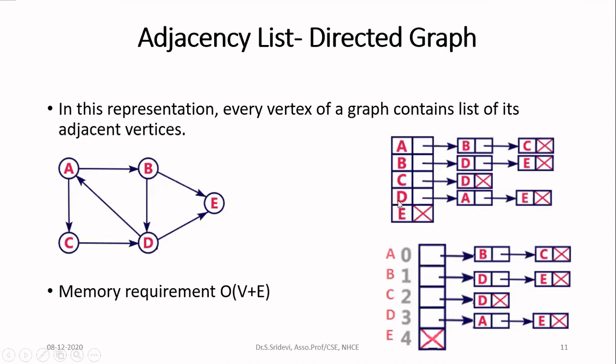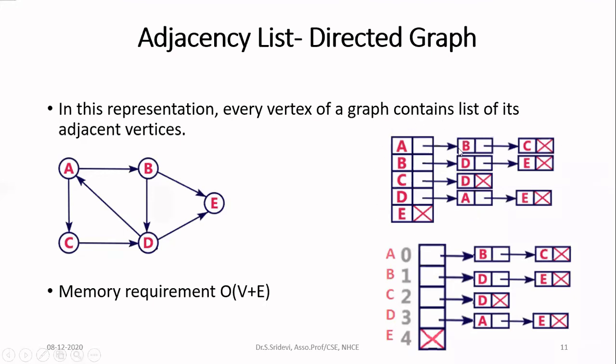If you have 10 vertices, you will have 10 entries. So the first one, memory requirement, depends upon how many vertices you have. And the next one is, you can see here, I have some boxes in the linked list. These are nothing but edges. If you count in this particular diagram, totally I have 7 edges. And count the boxes here, the element nodes of the linked list, totally you have 7 nodes.